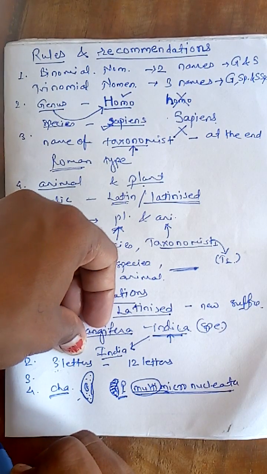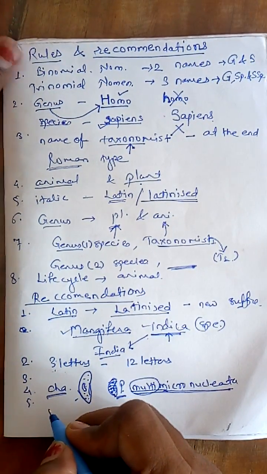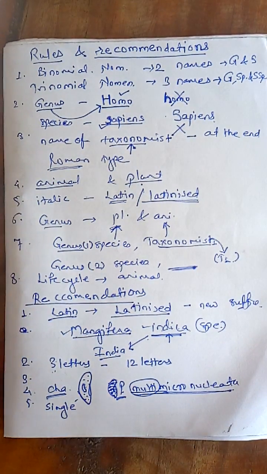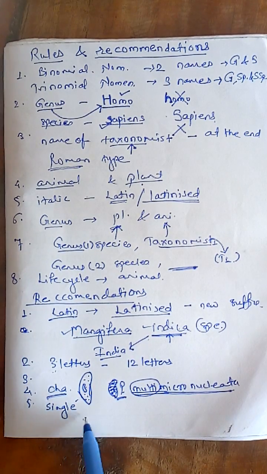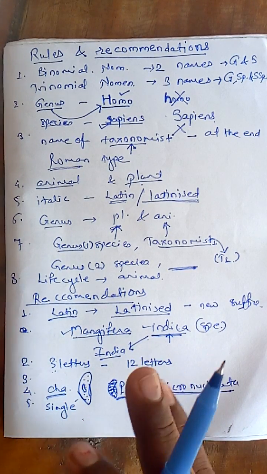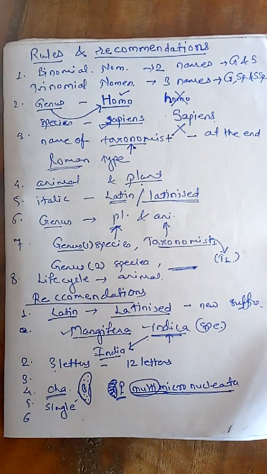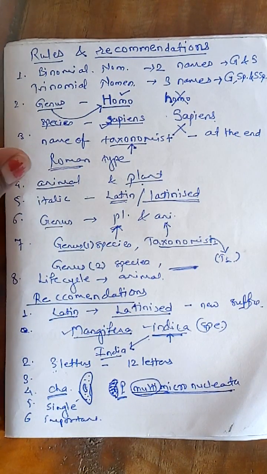Okay, then the fifth one is that a name should be derived from a single language. If we are taking the Latin language, it must be from Latin only. Means all three names, the genus, species, subspecies, must be from a single language. And the last, that is, the name should be important. We have to give some important thing or some important character in that particular name.